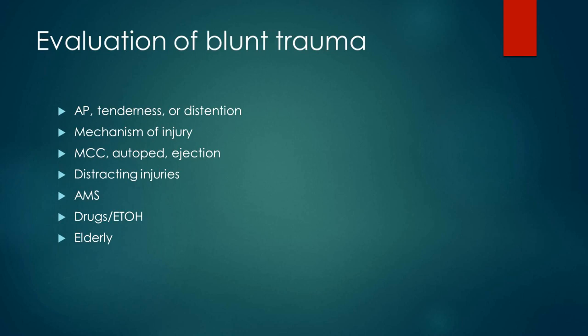Evaluation of blunt trauma. So again, do they have abdominal pain, tenderness, or distension? You always want to respect the mechanism of injury. Motorcycle collisions, motor vehicle accidents, auto versus pedestrian, was there ejection? Does the patient have any distracting injuries? Are they altered? Is there any drugs or alcohol on board? And are they elderly? These are all concerning things that you need to be addressing.